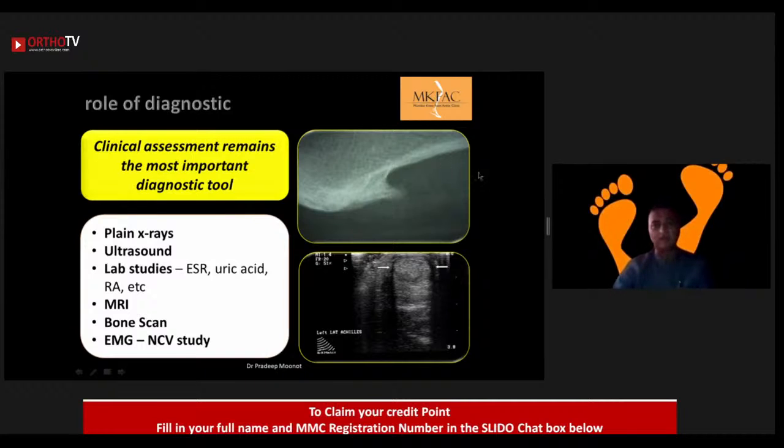Plain X-rays you're looking at to rule out some other pathologies, like if you're looking at infections or if you're looking at significant calcification at the posterior, not the plantar side. You can do an ultrasound, lab studies to start with, look at CBC, ESR, uric acid, and RA test. And then depending on the degree of symptoms and the time from the time of symptoms, you can investigate it further.